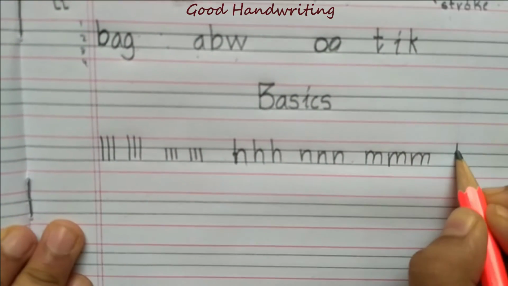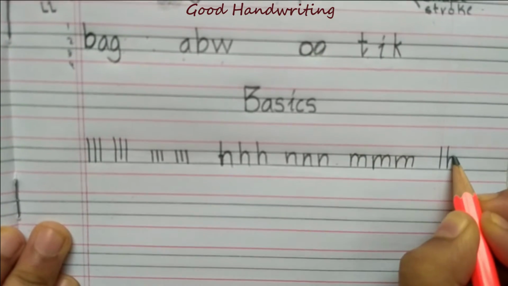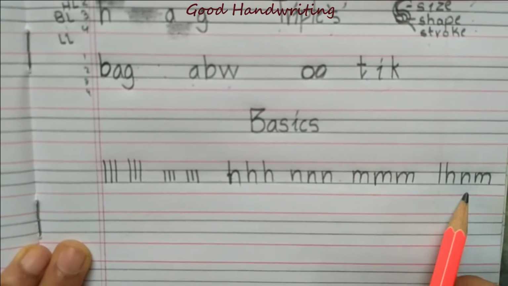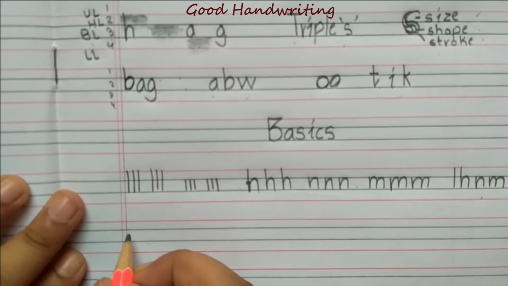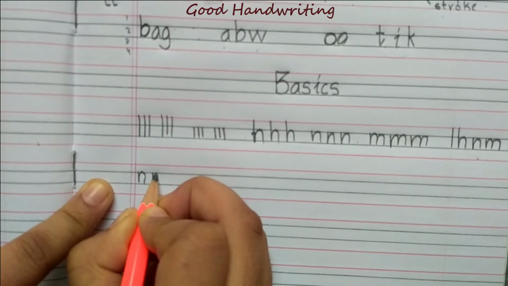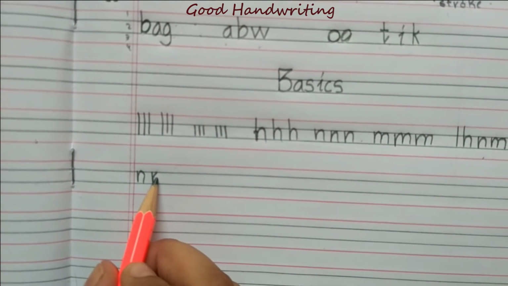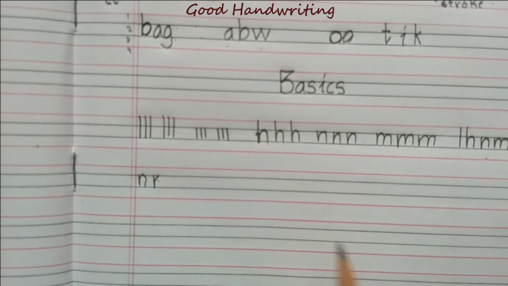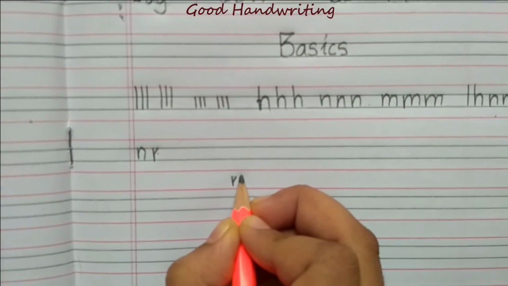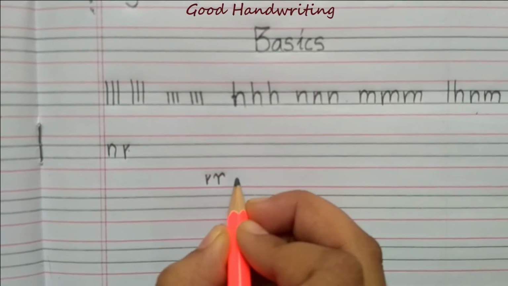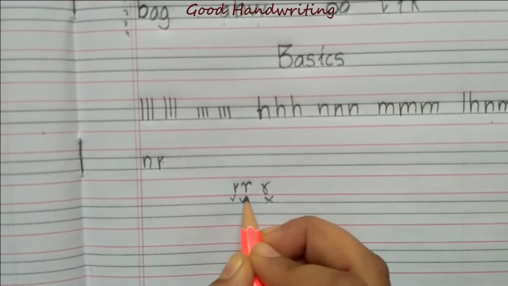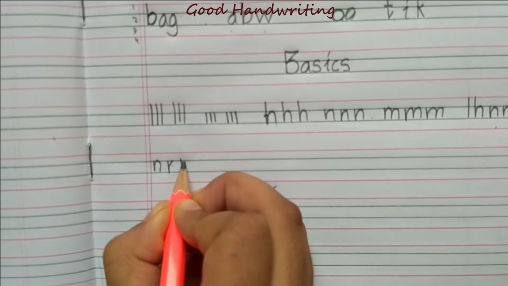We learned now the letter L, H, N and M. Next, the letter N. See here, the half of the letter N is the letter R. You should write the letter R like this or like this. You have to not write like this. This is wrong way. These are right. Okay, children?